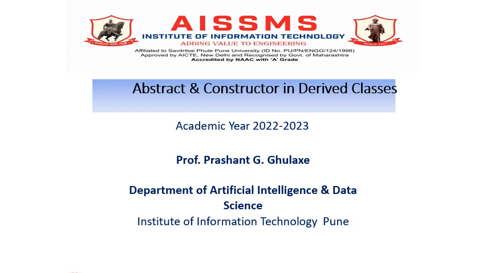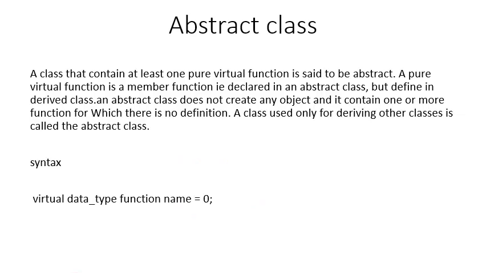We can discuss here abstract class and constructor in a derived class. Let's start with abstract class. What is meant by abstract class? Abstract means at least one pure virtual function. A class with at least one pure virtual function is said to be abstract.